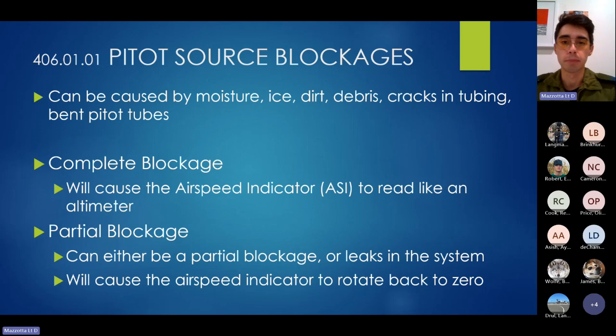With a partial block, the pitot tube is going to read similar to the static port, but the ASI is also going to read the difference in pressure between the pitot and the static port. And so if they have pretty similar values, it's just going to read zero.